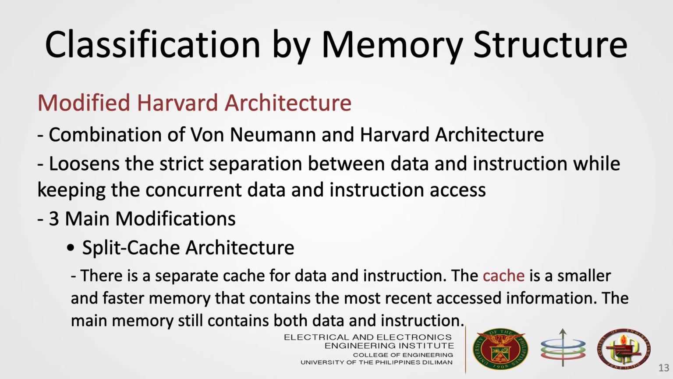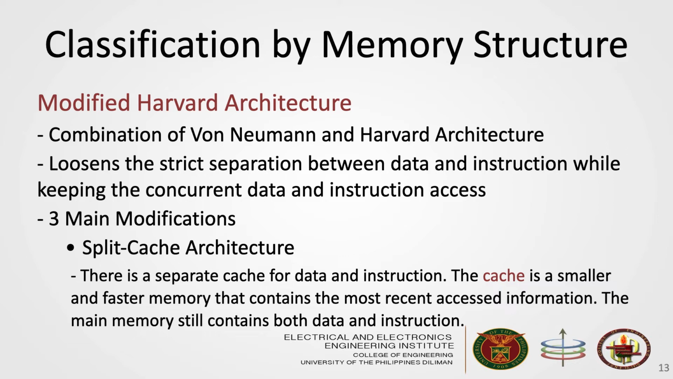Most computers today adopt a combination of von Neumann and Harvard architecture. Collectively, they are called modified Harvard architecture. It loosens the strict separation between the data and the code while still maintaining the high-performance concurrent data and instruction access of the original Harvard architecture.